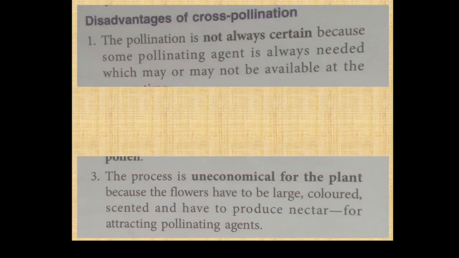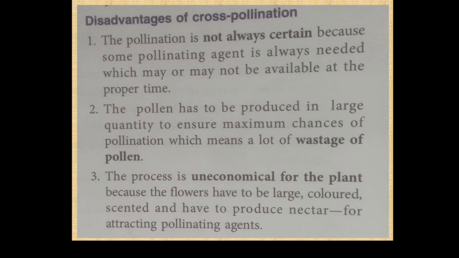Now the disadvantages. Pollination is not certain because pollinating agents are always needed, which may or may not be available at the proper time. Second, a large amount of pollen grains is required because there is a lot of wastage. Some may fall on stones, some in rivers. Take cotton as a simple example. Cotton seeds have such fluffiness and will fly in the air. Suppose it falls in the water.